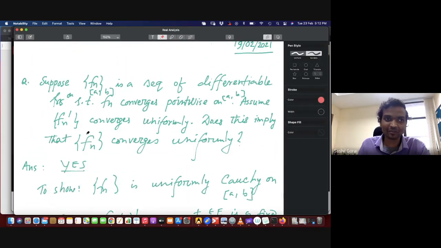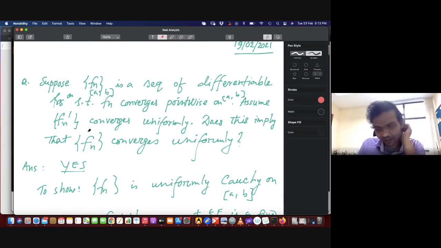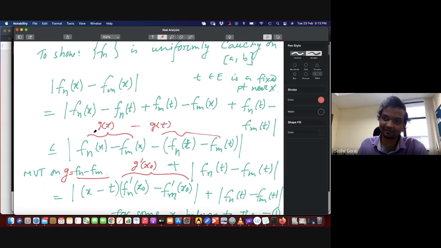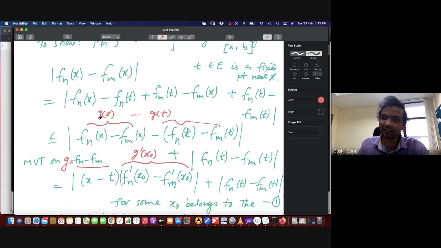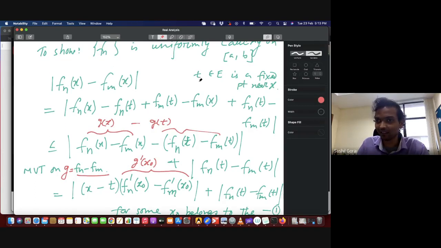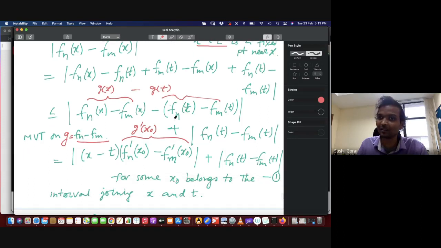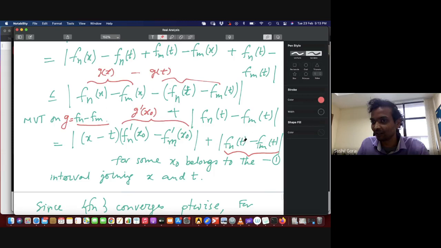This is interesting. If the derivatives converge, the function might not converge, but if it converges at one point, it will converge everywhere. Why is one point important? Because here you are considering just one point. You can take any point, just one point, if it converges. This part is automatically clear because the derivative converges uniformly. The only problem part is this one, where we need f_n uniformly Cauchy at one point. Just the point t, nothing else. Is this clear?